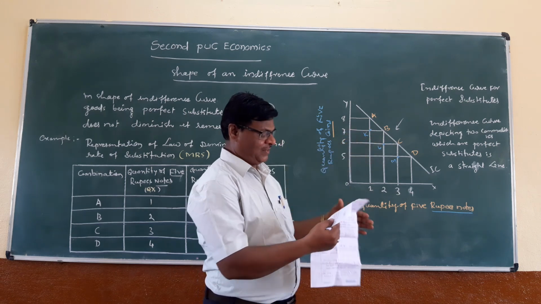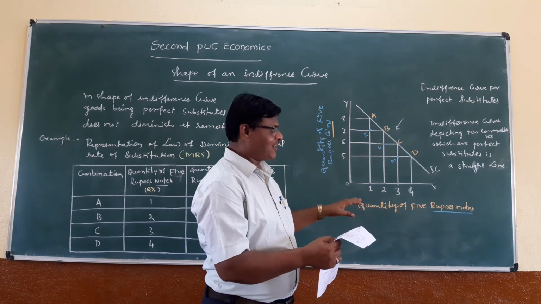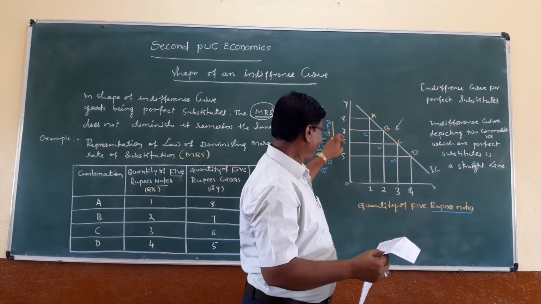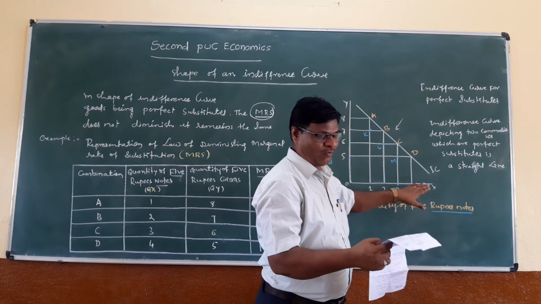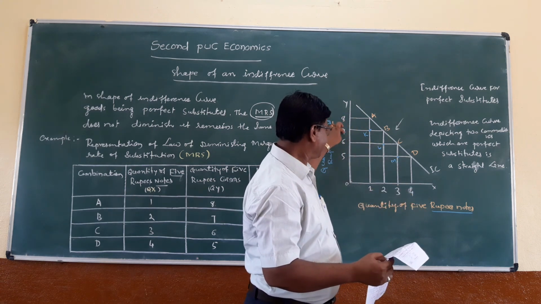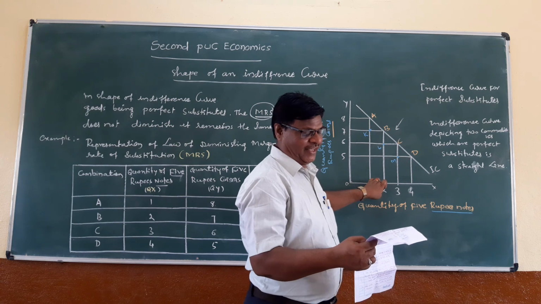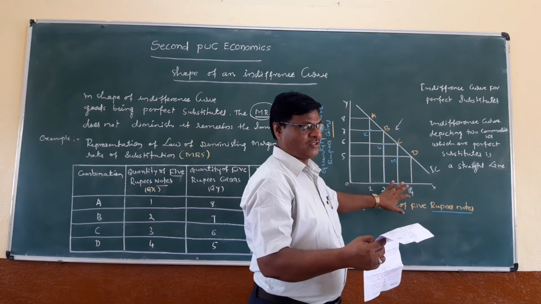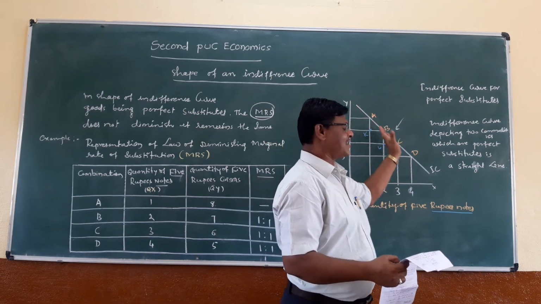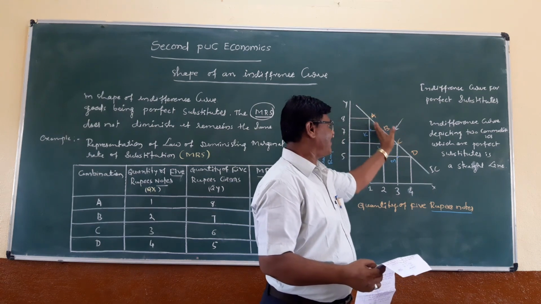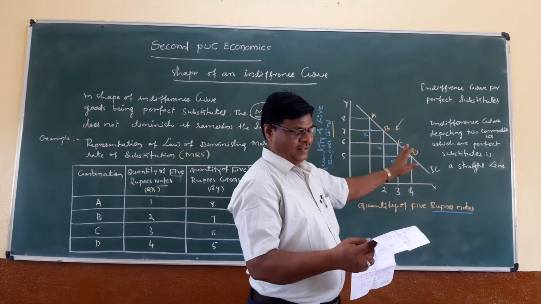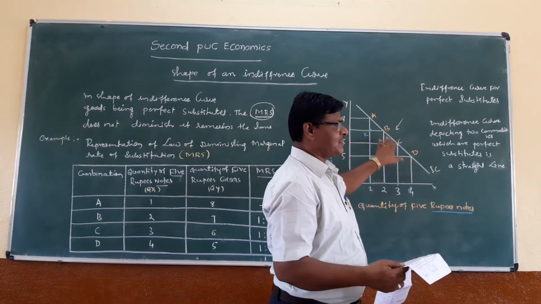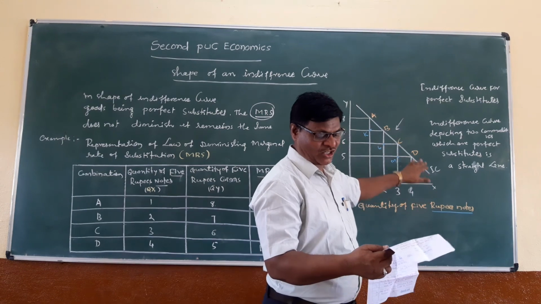In the figure, it can be seen that the consumer sacrifices the same number of 5 rupee coins each time he has an additional 5 rupee note. So the indifference curve is a straight line. This curve shows the indifference curve for perfect substitutes.